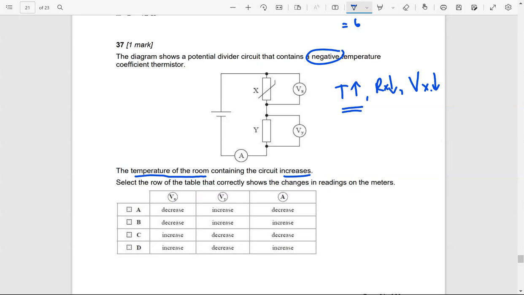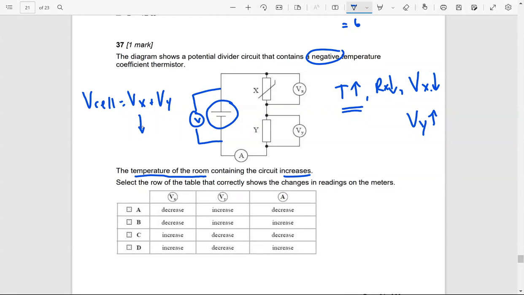Now, if Rx drops and Vx is dropping, it means that Vy is getting a bigger share of the total voltage from the cell. Because Vx plus Vy equals V cell. So if Vx's share drops, then Vy gets a bigger share of the cell. So Vy is going to increase.